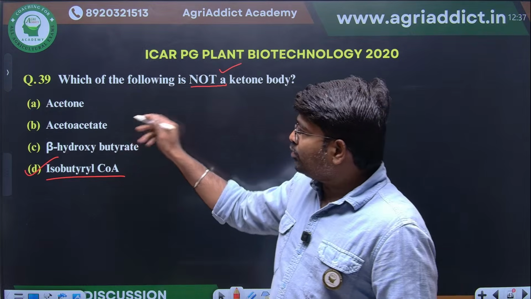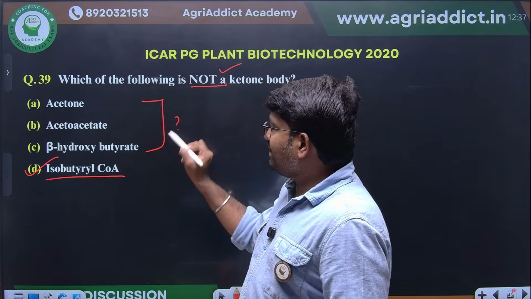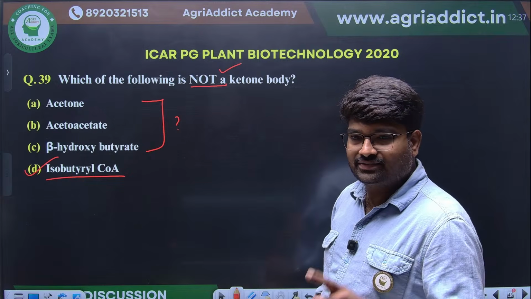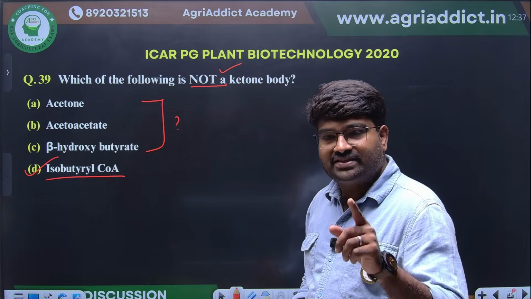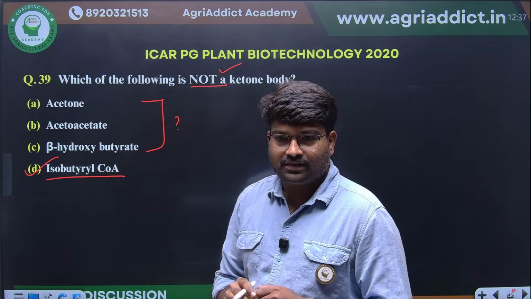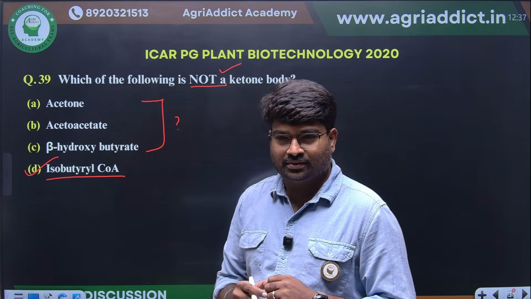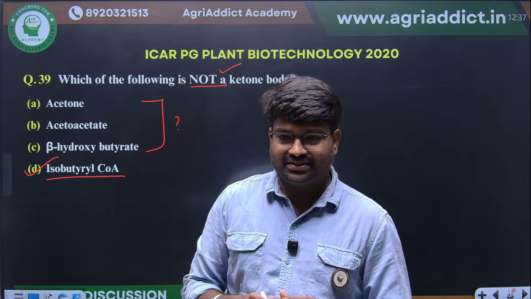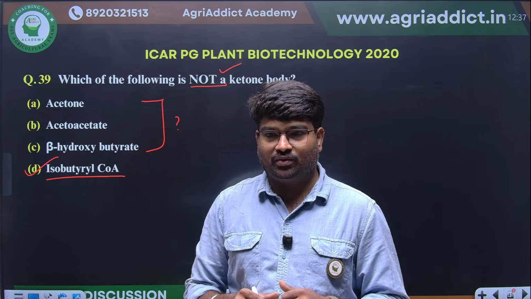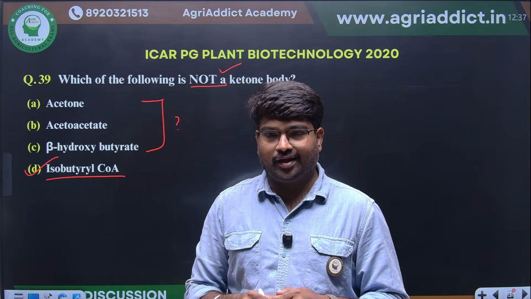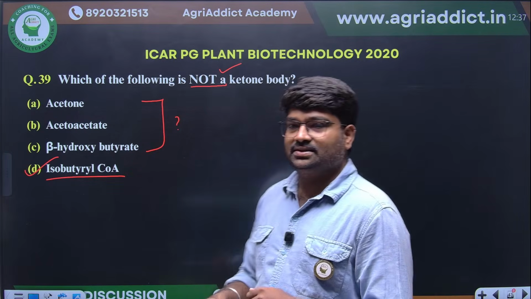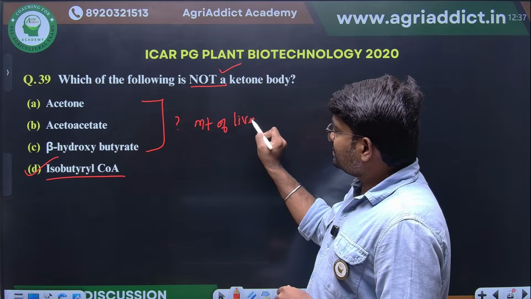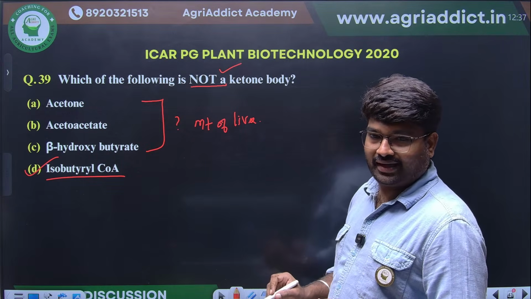Ketone body biosynthesis will be happening where? Ketone body biosynthesis will happen in which organelle of which tissue? Option A, mitochondria. Option B, cytoplasm. Option C, peroxisome. Option D, glycosome. What will be the answer? Yes, mitochondria of liver. Synthesis of ketone bodies will happen in the mitochondria of liver.